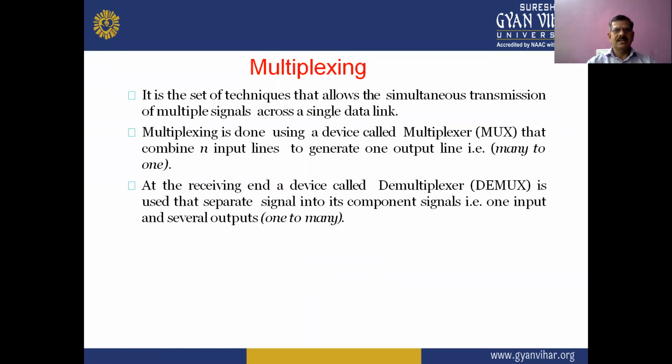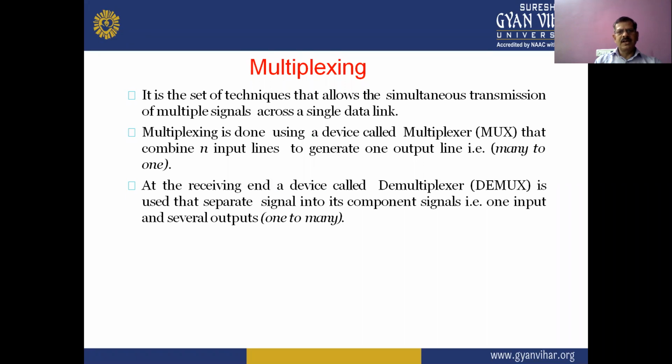Multiplexing is a set of techniques that allows the simultaneous transmission of multiple signals across a single data link. Multiplexing is done using a device called a multiplexer, MUX, that combines n input lines to generate one output line, or many to one, or many signals converted into a single signal.